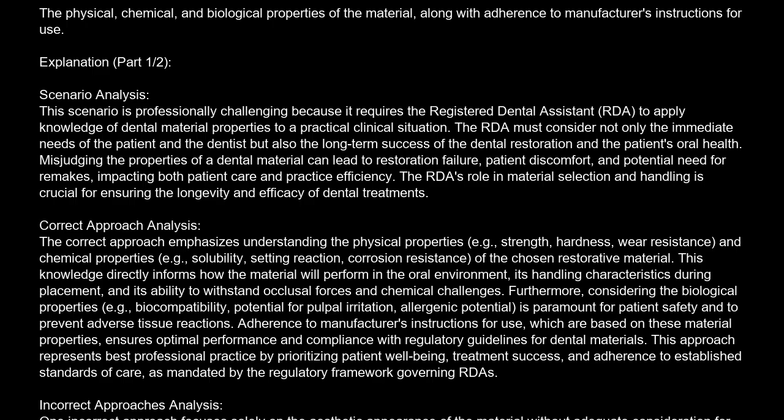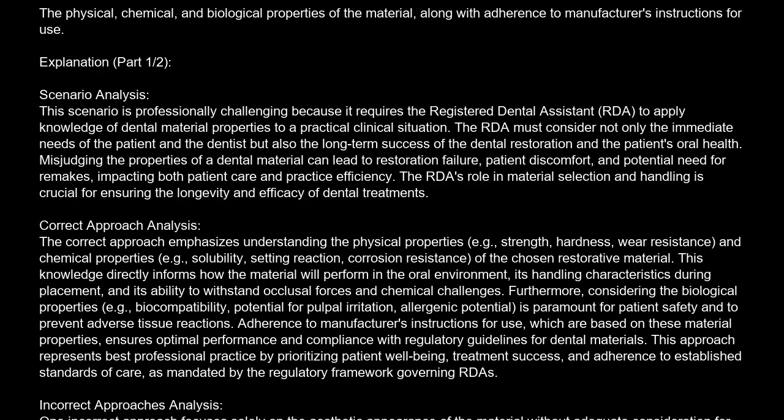Correct approach analysis. The correct approach emphasizes understanding the physical properties, e.g., strength, hardness, wear resistance, and chemical properties, e.g., solubility, setting reaction, corrosion resistance, of the chosen restorative material. This knowledge directly informs how the material will perform in the oral environment, its handling characteristics during placement, and its ability to withstand occlusal forces and chemical challenges.